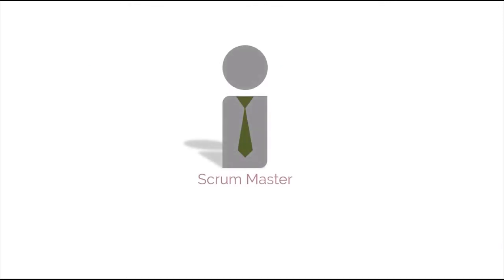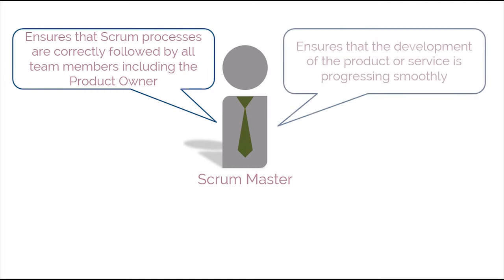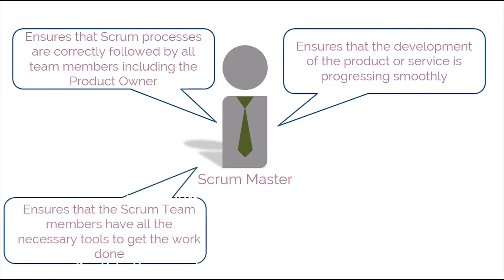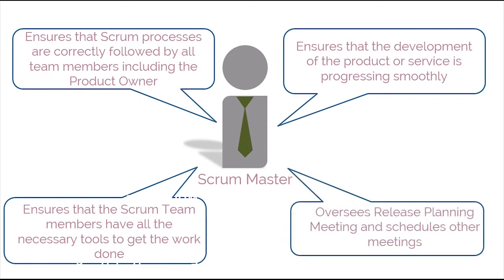The next core role we'll discuss is the Scrum Master. He or she ensures that the Scrum processes are correctly followed by all team members, including the product owner, and that the development of the product or service is proceeding smoothly, and that the Scrum team members have all the necessary tools to get the necessary work done. He or she also oversees the release planning meeting and schedules other meetings.